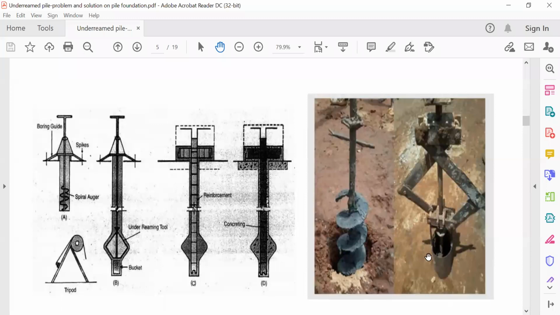So in this way we prepare the bulb, the under-reamed, that is called under-reamed or bulb also you can say. So see, the bulb is made here.